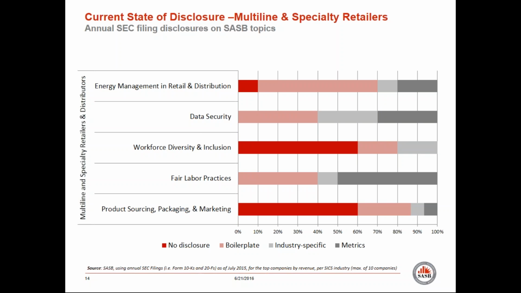We see diversity is not really being tracked as frequently in 10Ks. I know that companies do put some information on diversity in their CSR reports, but that is not what is being shown here. It's solely disclosure on 10K and 20F forms to investors.